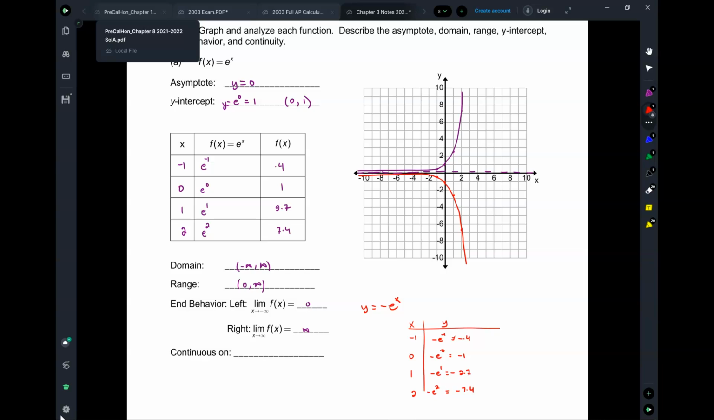So this is the one I was modifying, right? The one on the previous page, e to the x. If you had a negative in front, all that would do is flip it underneath. So the process wouldn't change. You just have a negative in the front of it. So what would the range be for the red one? Negative infinity to 0, because that's where the asymptote is, to the asymptote. Okay? All right, so we'll stop here for today.